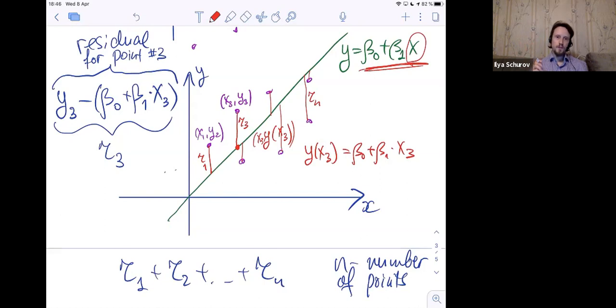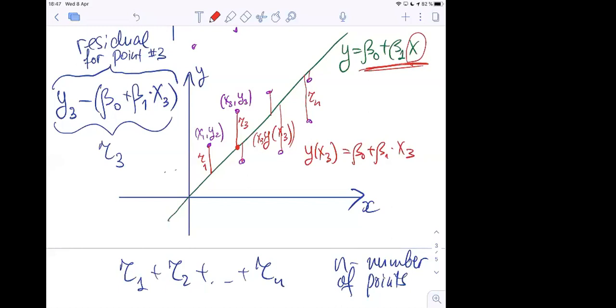What is bad with these residuals as they are written in this way? What is bad with minimizing these residuals? Maybe some residuals could be too small relative to the general idea of them. Sorry if it's not clear. What does it mean, too small?